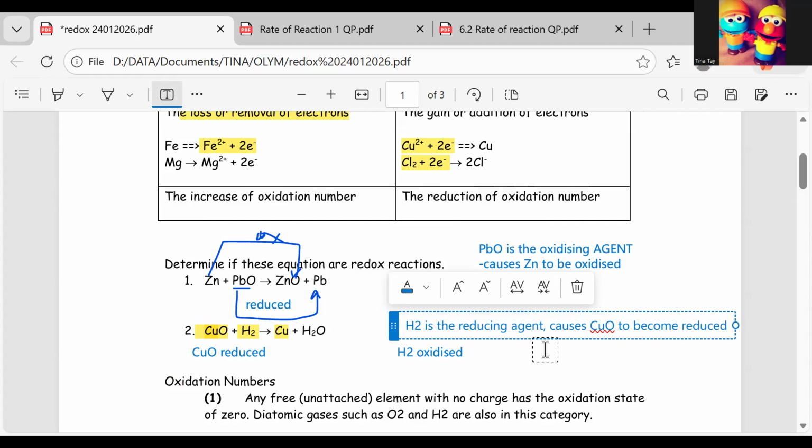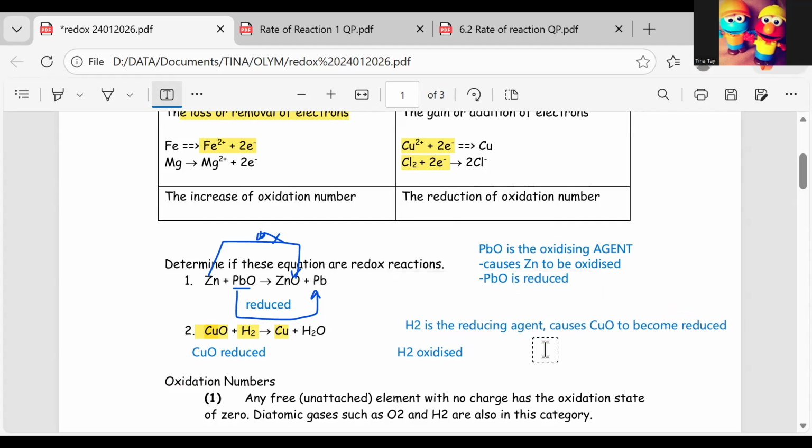It's like my car agent sells me a car. My car agent cannot buy a car. Stupid, right? What kind of car agent are you? Instead of selling cars, you're buying cars. It doesn't make sense. Okay, get it?